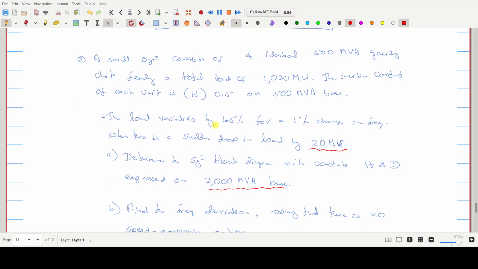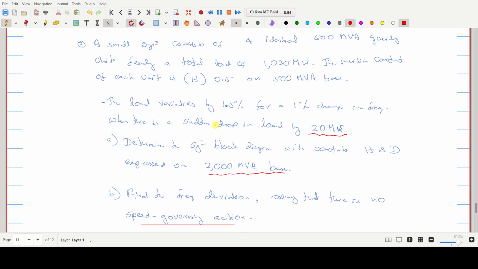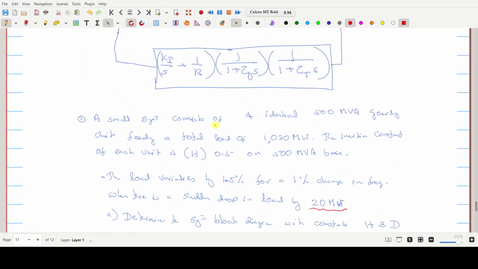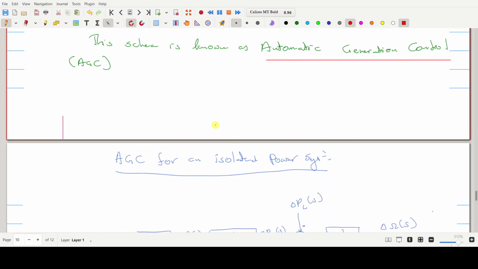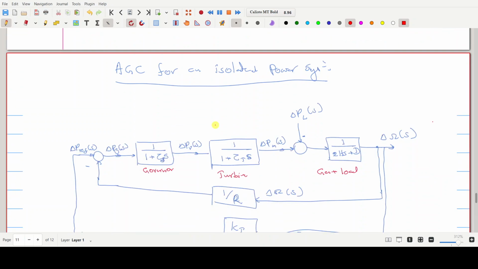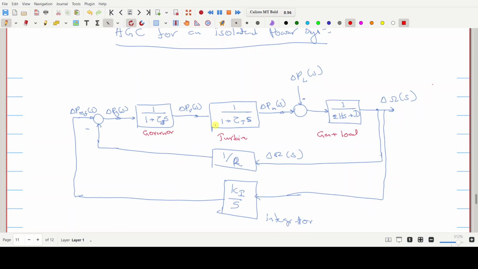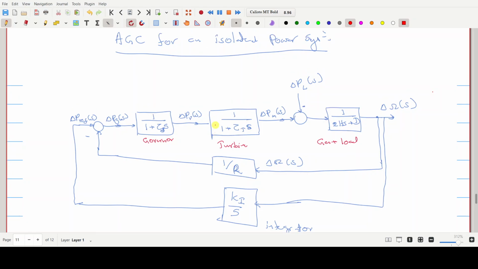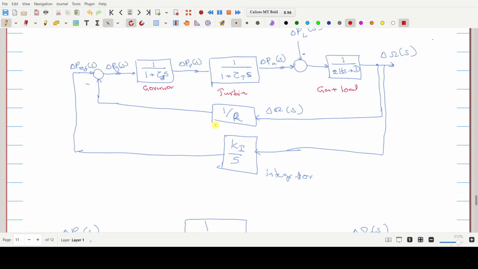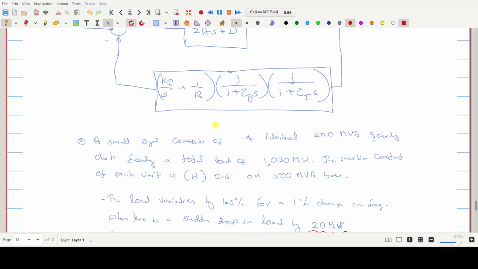With that I will stop this part on the automatic generation control, and in the next section we will look at the automatic generation control when we have multiple generator units.